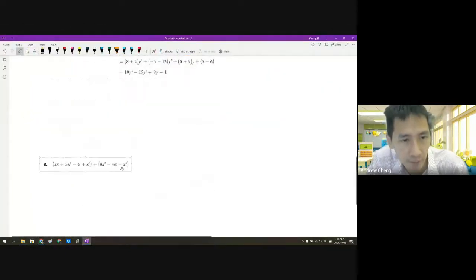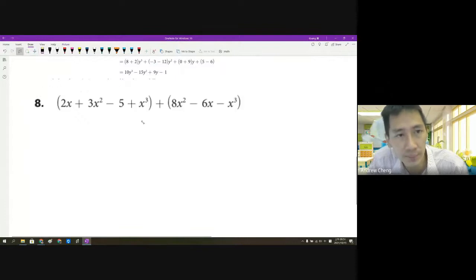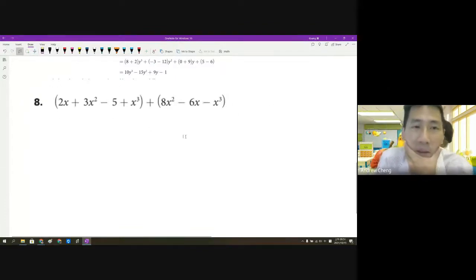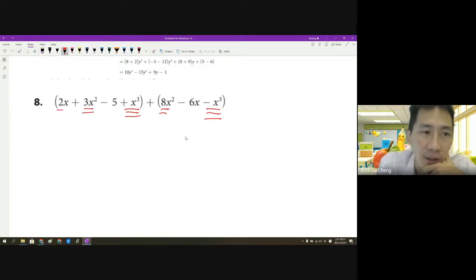All right. So this one. Okay. So the method I will use, maybe a cube. I put a triple bar, and then for the square, I put a double bar. For x, I put a single bar, and then the constant cross. Okay. So we combine these two terms first.